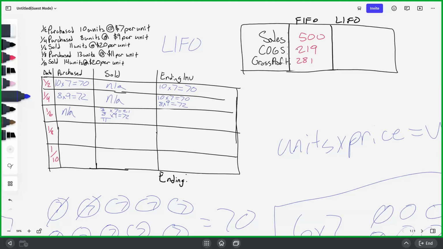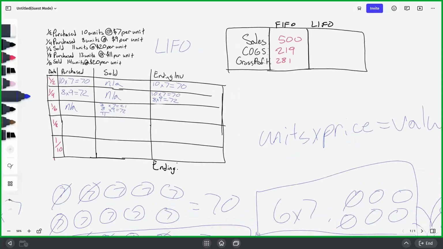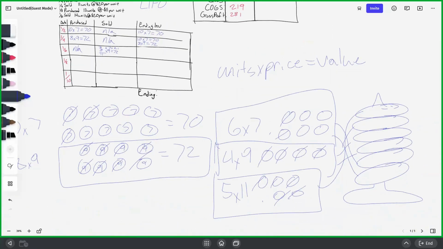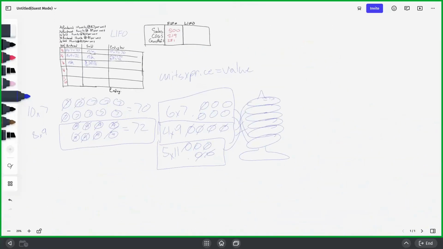So, does this so far make sense, that we're pulling all the 8 units for $9 and all the 3 units from the $7? Does it make sense? Not really. Not really. So we're going to look at the visual again, because now we have the problem starting to be filled out. We're going to keep the X's there.